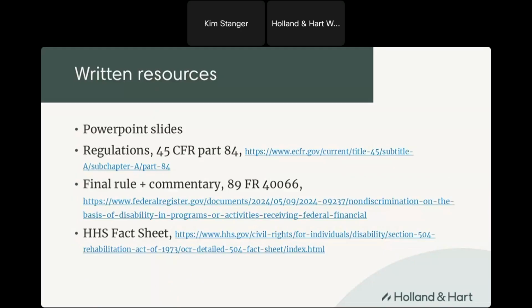Some of the written resources that would be helpful are the copies of these PowerPoint slides, copies of the actual regulations themselves. I'm going to give you kind of a high overview of what the regulations contain, but really there's no substitute for actually getting in and actually looking at the regulations. And if you need further understanding, then you can look at the actual commentary that HHS issued at the time that it published the final rule. We've got the link up there for you for that also.